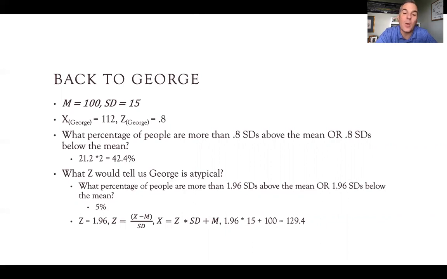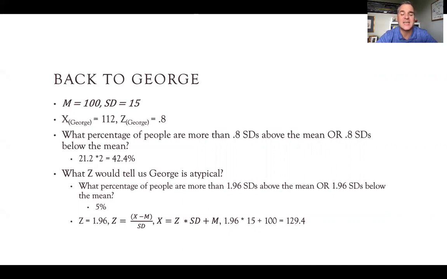Well, if you remember back, 1.96 standard deviations above the mean and 1.96 standard deviations below the mean, the amount in the tails then is 5%. So for two tails, 2.5% of answers are above 1.96, 2.5% are below negative 1.96. So only 5% of people scored above or below 1.96 standard deviations away from the mean. So what score would George have to have gotten to be within that group at least? Right, so a Z of 1.96.